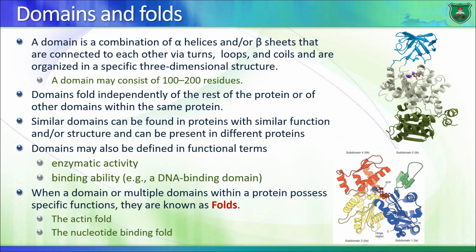So a domain is basically, again, a combination of alpha helices and beta strands or beta sheets, and they're connected to each other via turns and loops and coils, and they are organized in a specific three-dimensional structure. Usually a domain may consist of 100 to 200 amino acid residues. What's really important here is that domains fold independently of the rest of the protein or of other domains within the same protein. So right here, you have this protein.